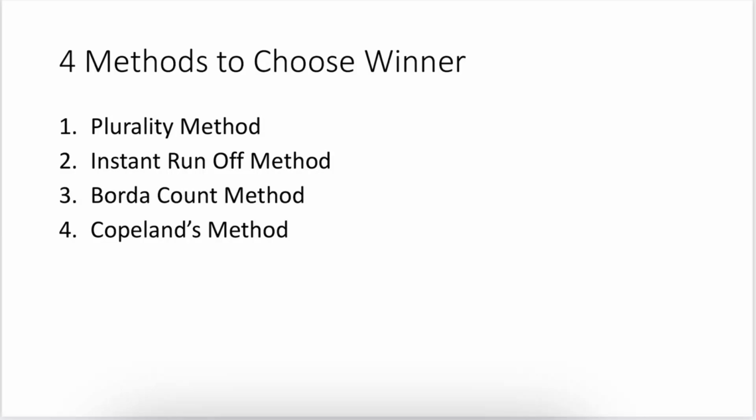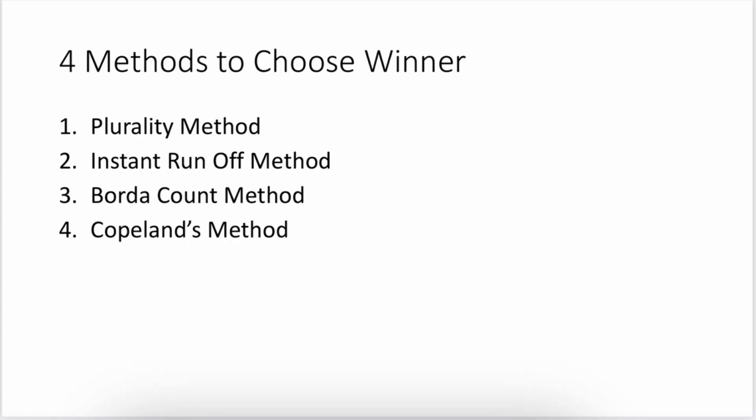When you're trying to determine the winner of a preference schedule vote, there are 4 different methods that we're going to use. We have the plurality method, the instant runoff method, the Borda count method, and Copeland's method. All 4 of these methods use different criteria to determine which one of your options is the winner, and oftentimes you'll get different results depending on which method you use. We're going to go through each one of these methods individually in future videos, and then we'll look at the benefits and drawbacks of each one.